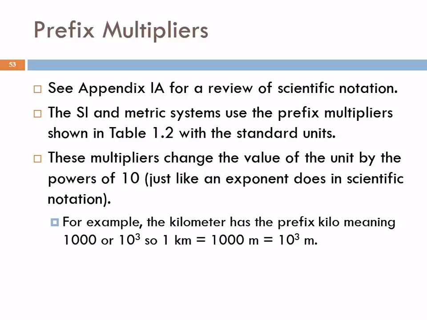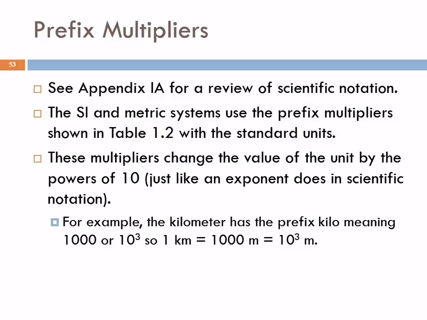The metric system uses prefixes that multiply the units, making them larger or smaller. And these are all by powers of 10, just like the exponent in scientific notation multiplies the number. So the example here is kilometer. The prefix on the unit is kilo. Kilo means 1,000 or 10 to the 3rd power. So 1 kilometer is equal to 1,000 meters. It makes the meter larger. So it's 1,000 meters instead of a regular meter. Or we can express it this way.